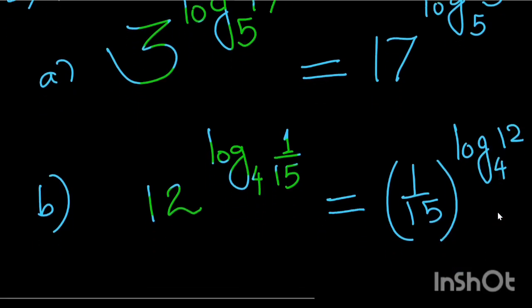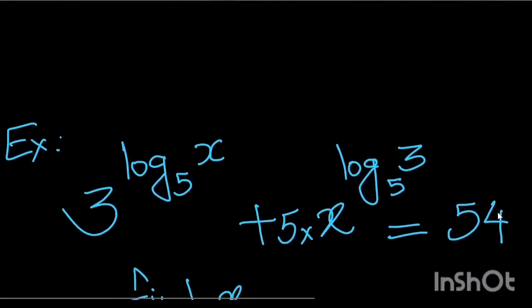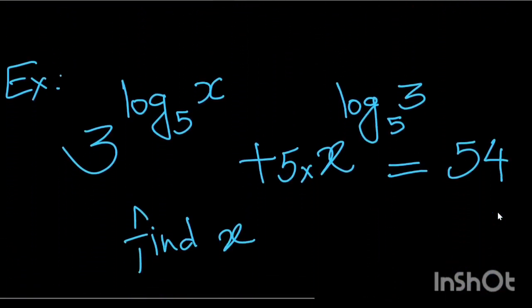Now, suppose in a question, 3 to the power log x base 5 plus 5 times x to the power log 3 base 5 is 54 is given, we have to find x. How can we approach this, guys?